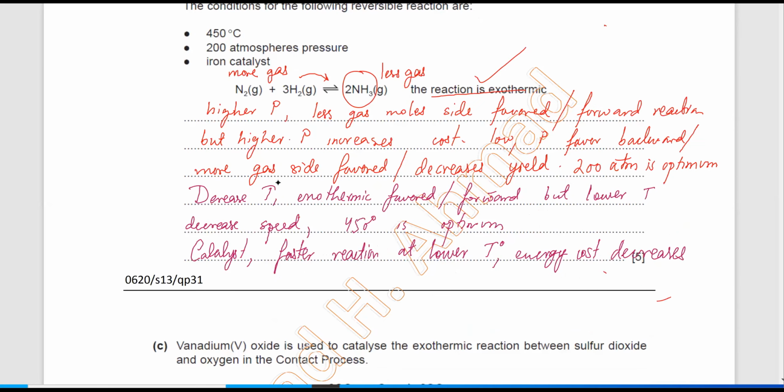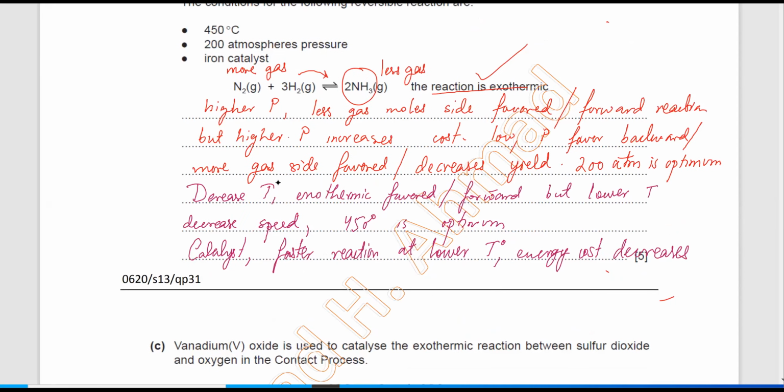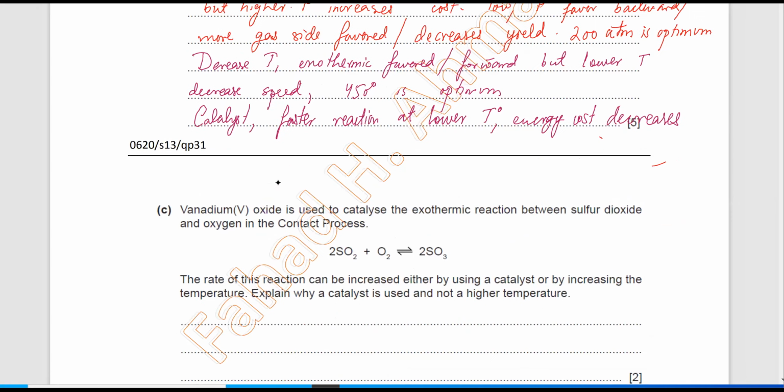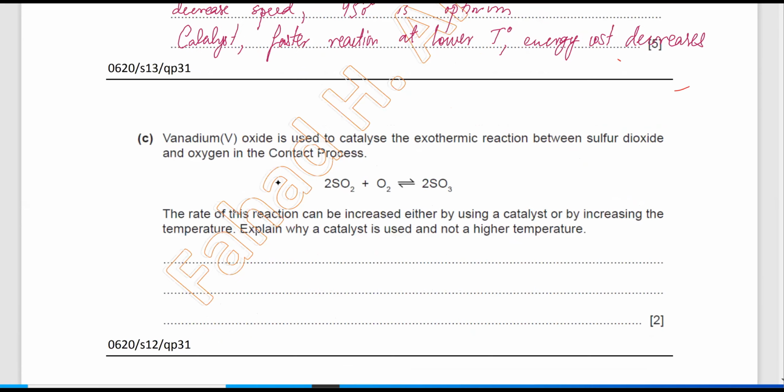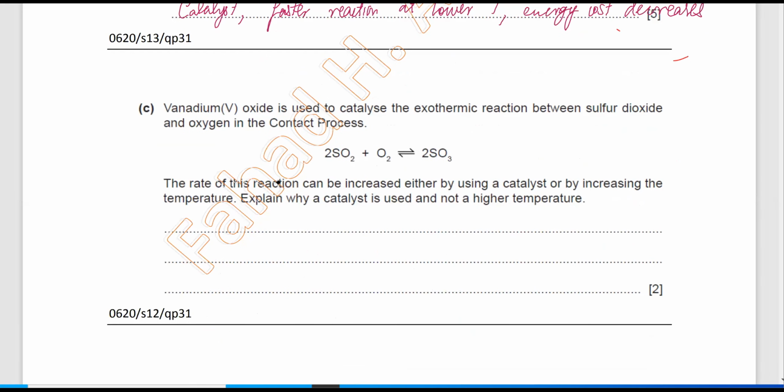अच्छा next one. Pretty much the same. अच्छा इसमें क्या कह रहा है वो? The question is, vanadium oxide is used to catalyze the exothermic reaction. ये वो बीच में equilibrium reaction था, ठीक है? The rate of the reaction can be increased.